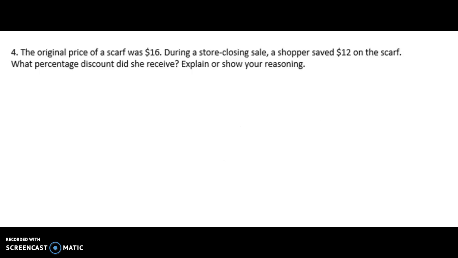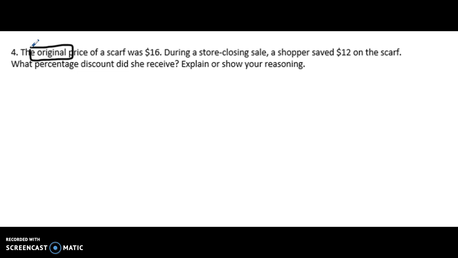Number 4, I'm going to set it up and then have you try to solve independently. So let's read it. It says the original price. Box original. We know that original means the first. So the first price of a scarf was $16. During a store closing sale, a shopper saved $12 on the scarf. What percentage discount did she receive? Explain or show your reasoning.